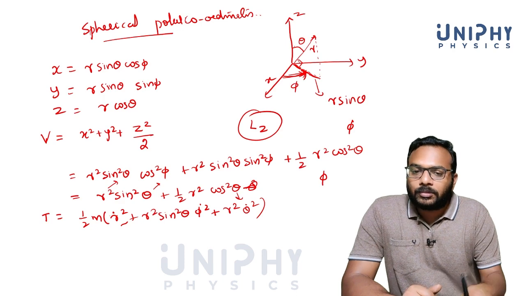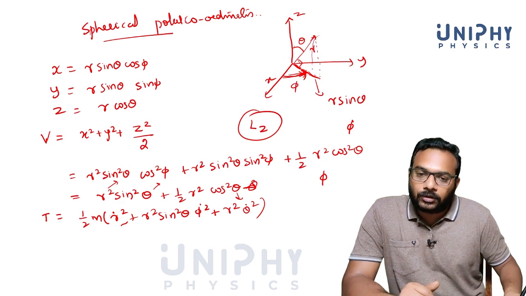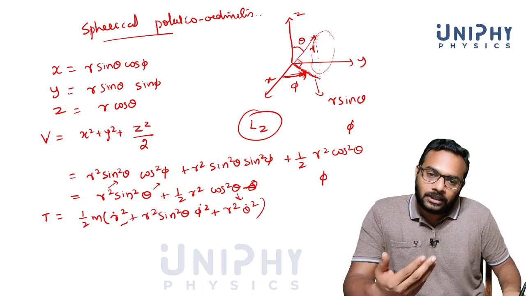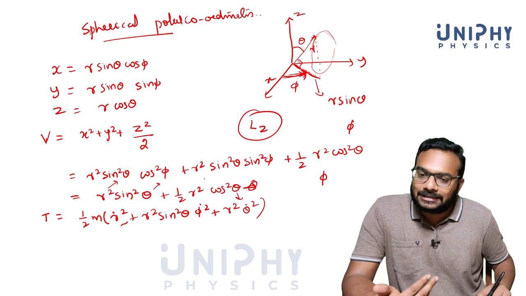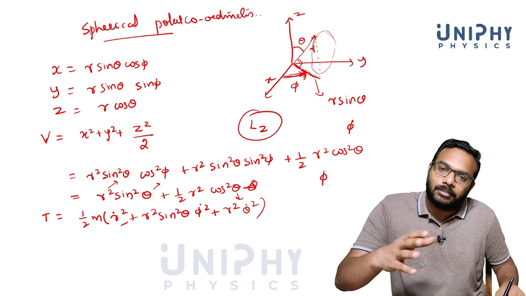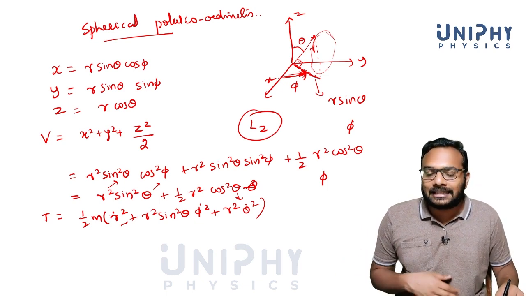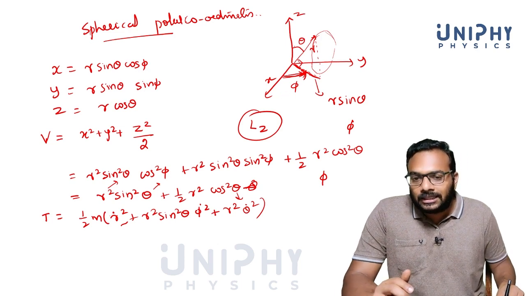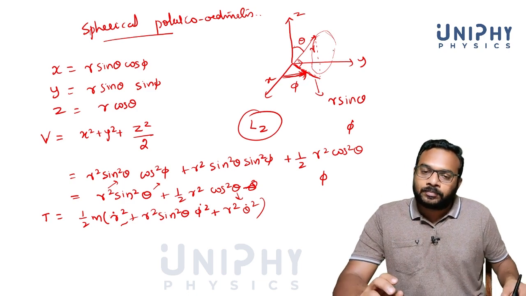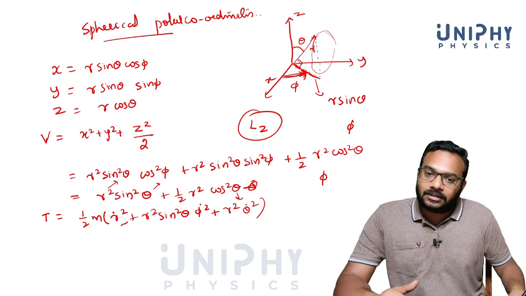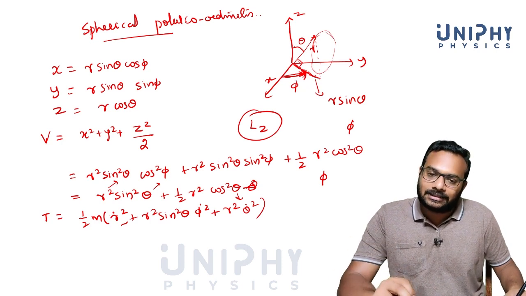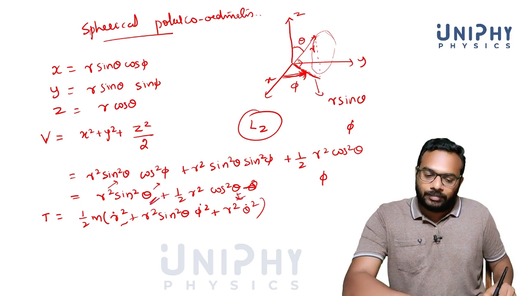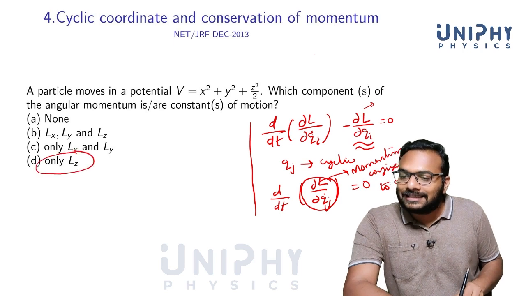What about Lx and Ly? Is there a symmetry when you rotate about the y-axis? When you rotate the system around the y-axis, theta changes, and when theta changes, the Lagrangian changes. If you take the system around the x-axis, theta also changes, and there is no symmetry. So there is only one symmetry, around the z-axis. If there were a symmetry around the y-axis, Ly would be conserved, and around the x-axis, Lx would be conserved. That's not the case because theta appears here. So only Lz is conserved.